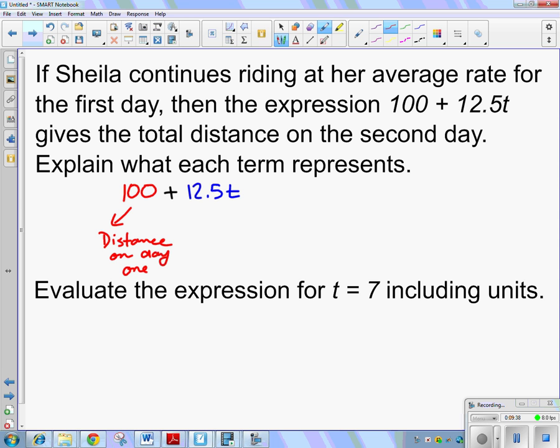Okay? Now let's look at the second term. It has two parts, a coefficient of 12.5 and t. Well, we've seen the 12.5 before, just like we saw the 100 before. The 12.5 represents her average speed, how fast she was riding per hour. And it turns out the t is pretty easy to figure out as well. The t is how many hours, or time.